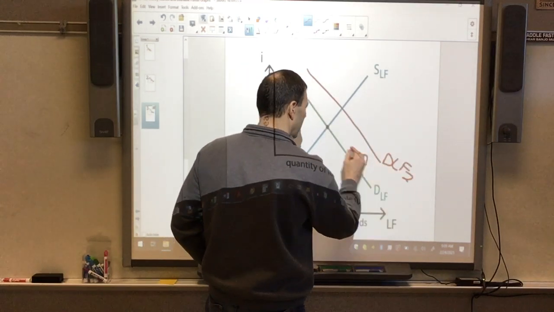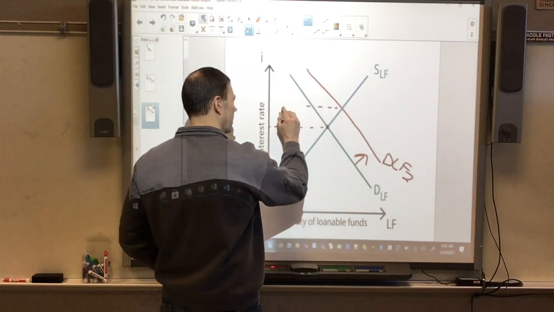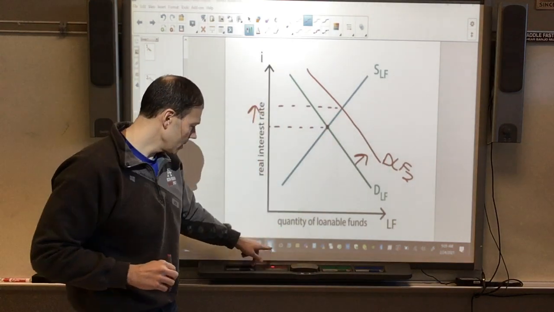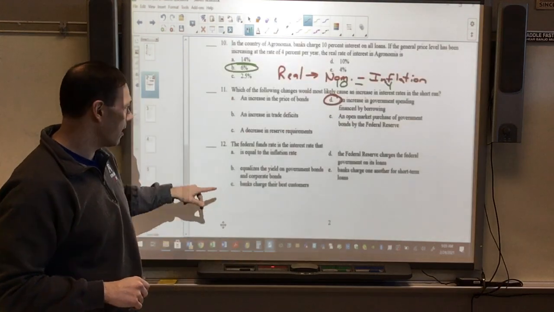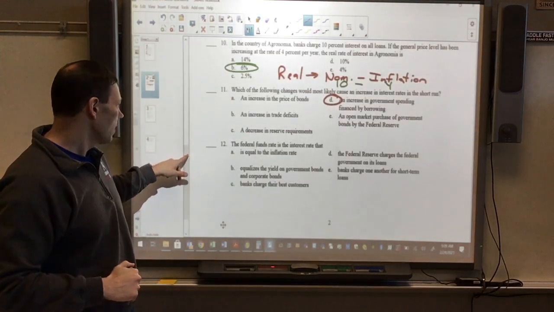As you increase the demand for loanable funds, you see the interest rates go up because of that. Remember, that can sometimes cause that crowding out. So that's why we got D.